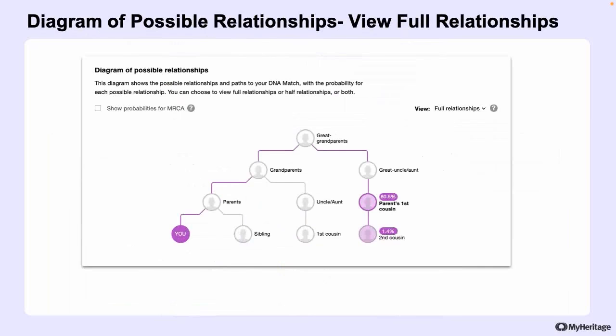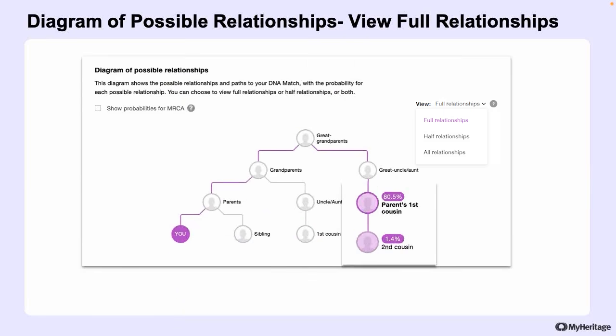And this diagram actually shows you the same possible relationship, but it also helps you to visualize the paths to your DNA match. Now, this is not a family tree. This is actually an aid to show you how you are connected to your DNA match. Now, you can see on the right, there's a view.